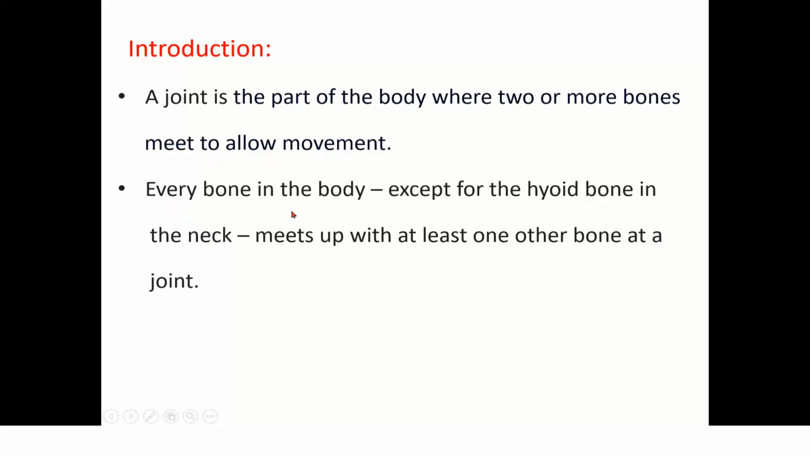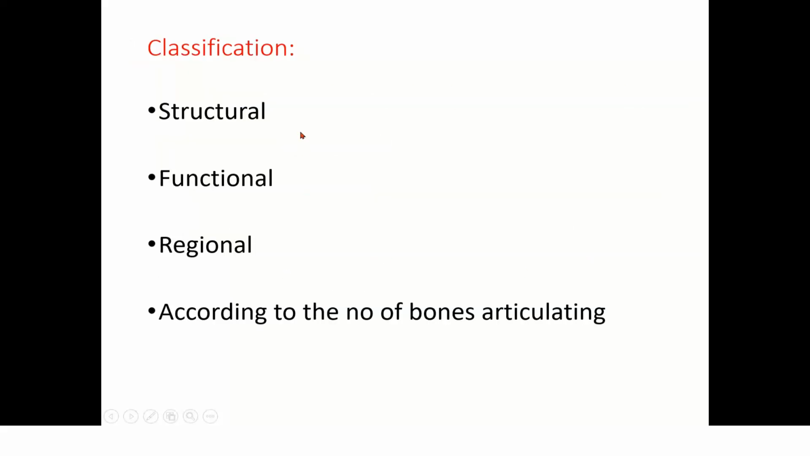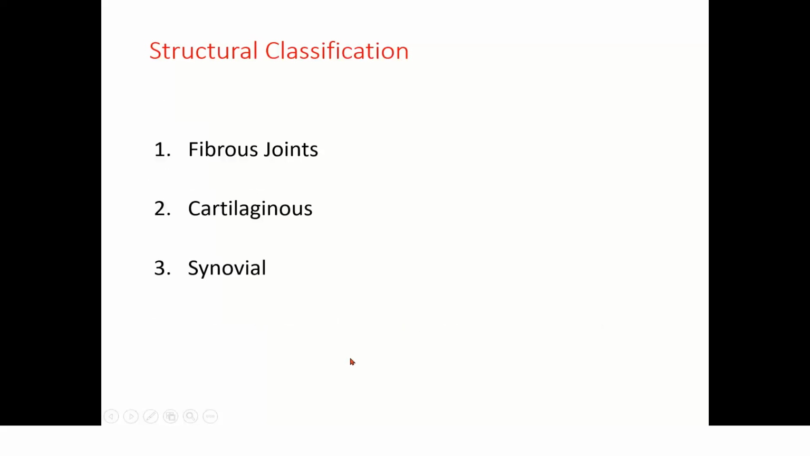Every bone in the body, except for the hyoid bone, meets up with at least one other bone at a joint. Classification: the following four criteria will be taken into consideration to classify joints. One is the structural, the most important and elaborate. Then functional classification, regional classification, and according to the number of bones articulating.